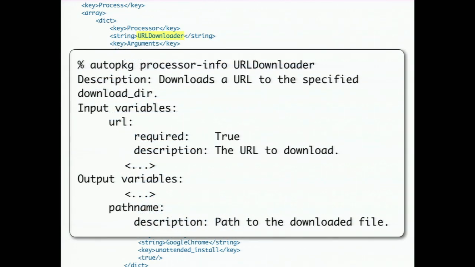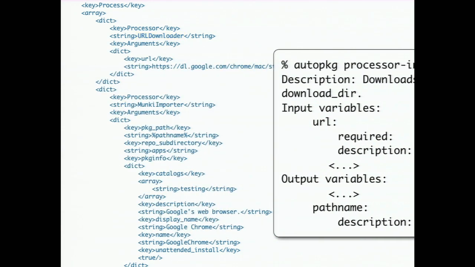So let's look a little bit more at that first step, which has the URL downloader. AutoPkg has another verb, processor info, which we can use to ask about processors so we can get more information about them. And so if we do AutoPkg processor info URL downloader, we find out that it has an input variable called URL, which is the URL that it's supposed to download, and that one of its output variables is a pathname, which is what it downloaded, the result of its action. So in the recipe, it's pretty clear URL is that thing. Maybe less clear is the pathname is down here.